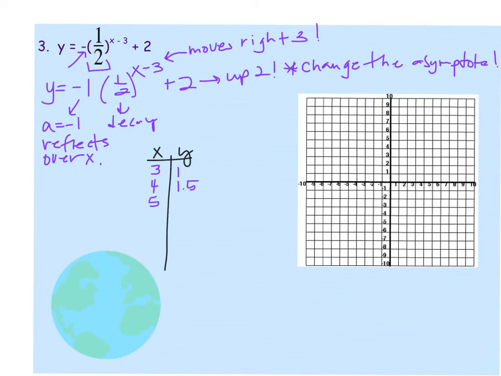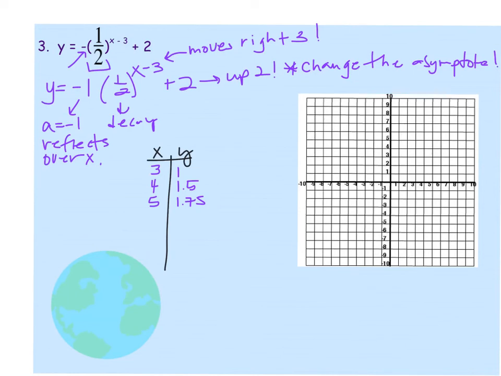Keep going. If we plug in 5, 5 minus 3 is 2. If we square 1/2, we're going to get 1/4. And if we have 1/4 times negative 1, that's negative 1/4. Plus 2 would be 1 3/4 or 1.75. So we're getting bigger, but we're approaching that 2 at a slower rate. Do you see how it's getting closer to 2, but not really fast?